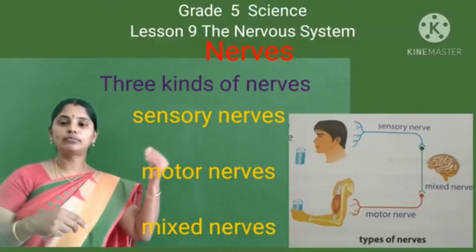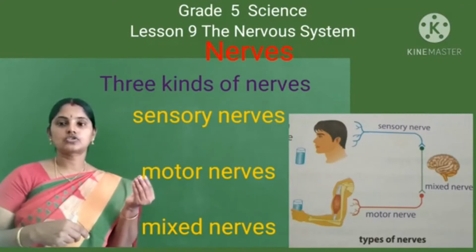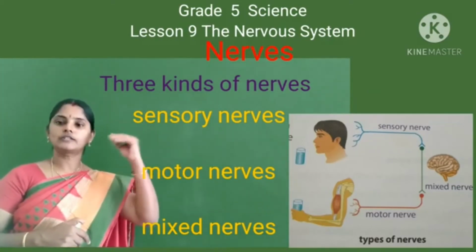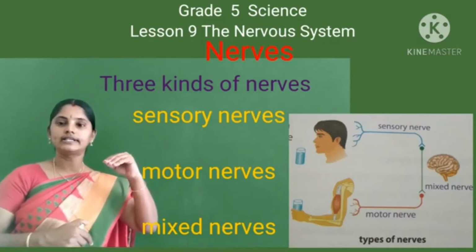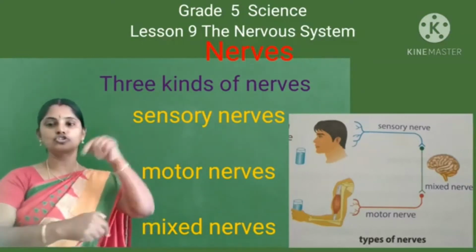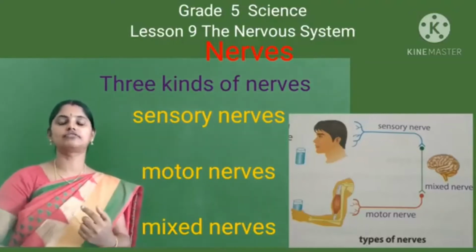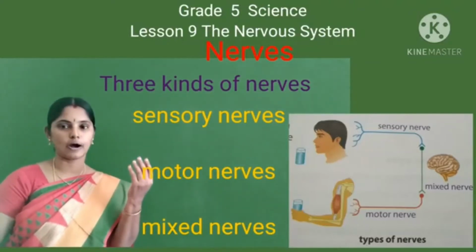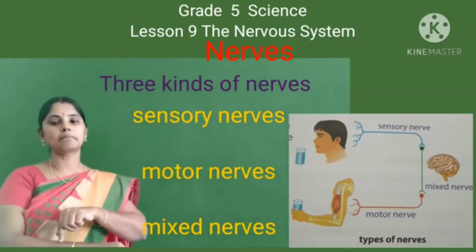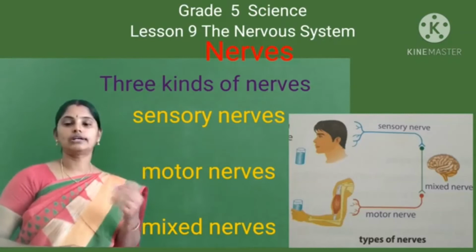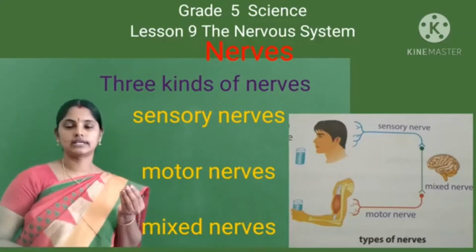Whereas the second one, motor nerves, carry messages from the brain or spinal cord to the muscle fibers. It gives messages to the muscle fibers. So this we call motor nerves.